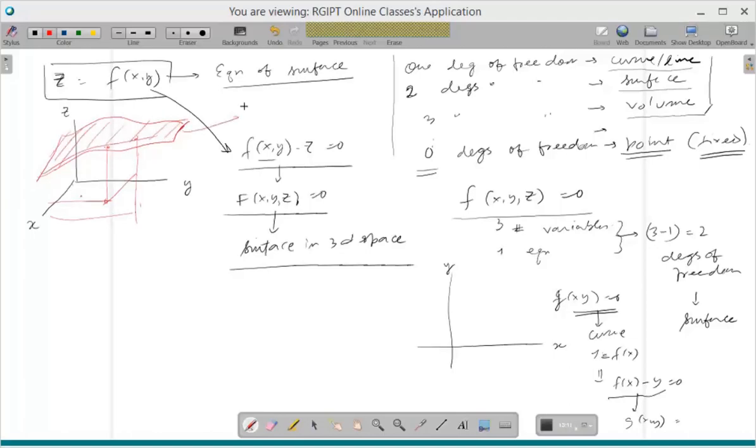So this would be your z equals f of x comma y. This is also called a solution surface. This is referred to as a solution surface or integral surface.